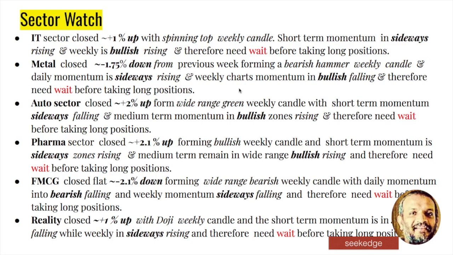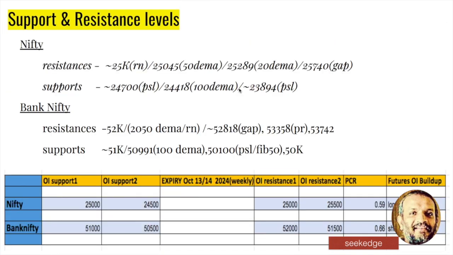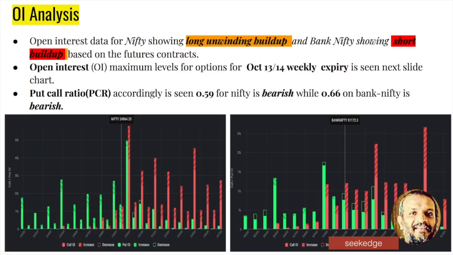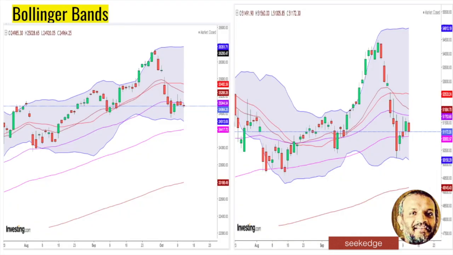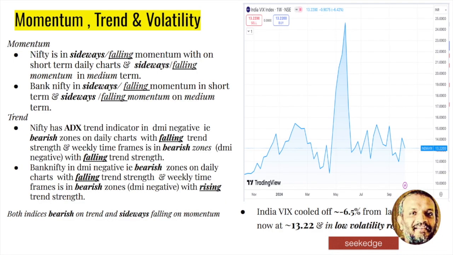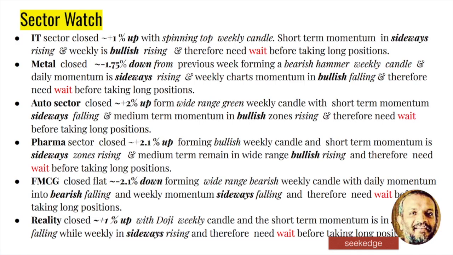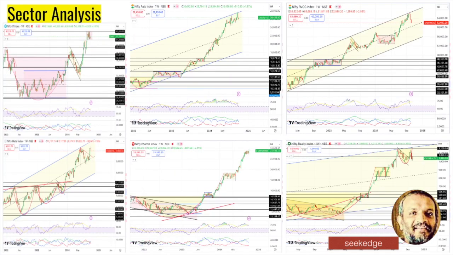So now that we have seen the support resistances, open interest, momentum, volatility, trend, Bollinger bands, price patterns, I think let's move ahead and see how the different sectors performed.